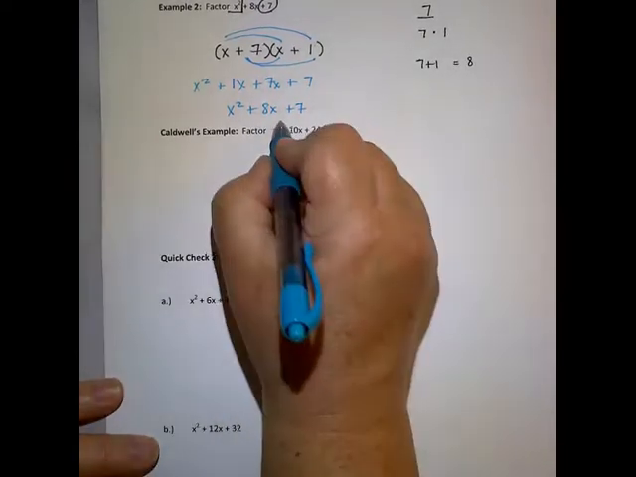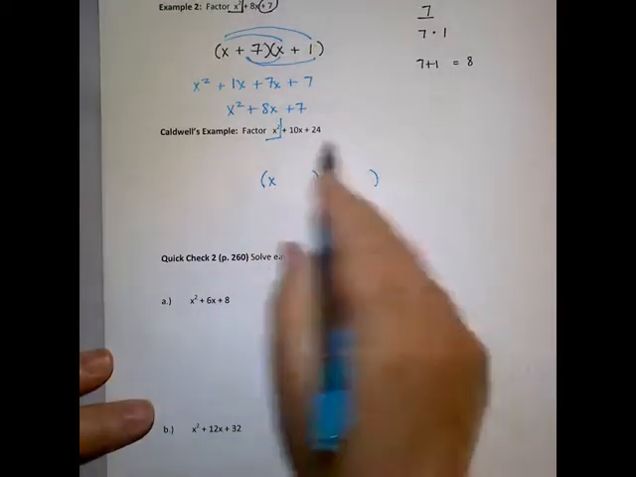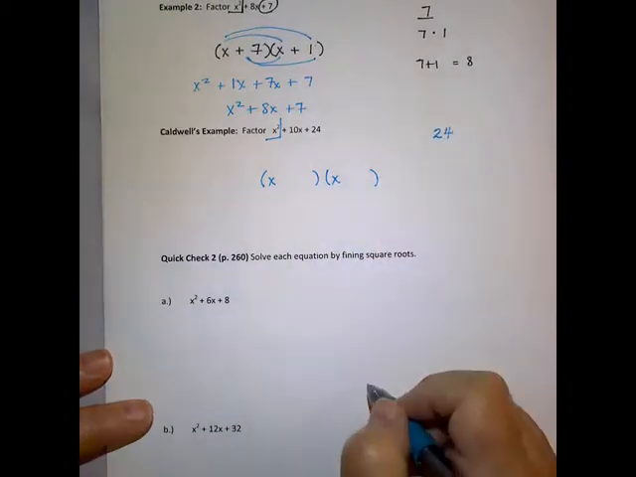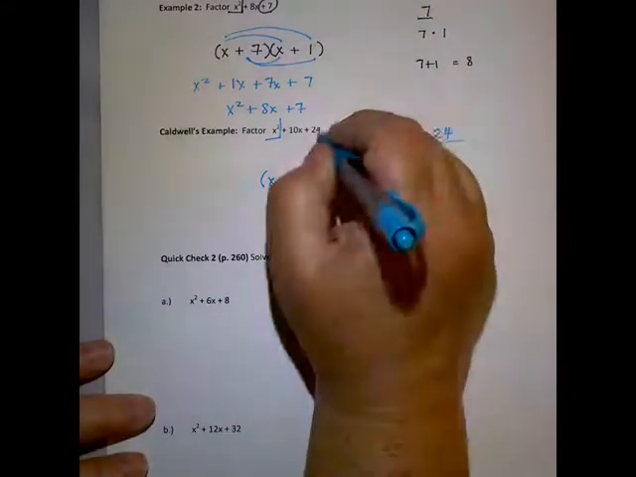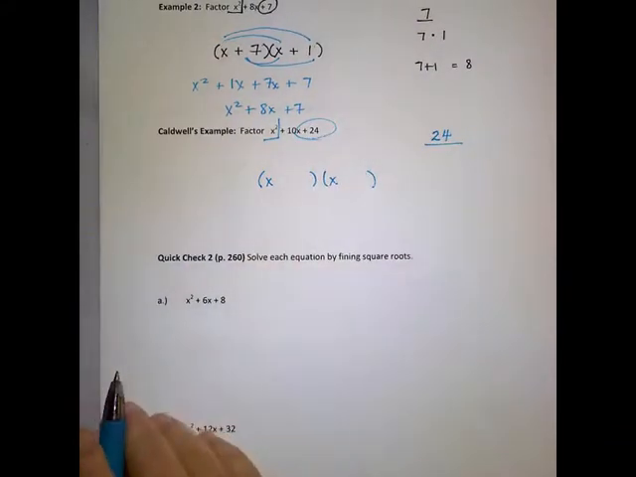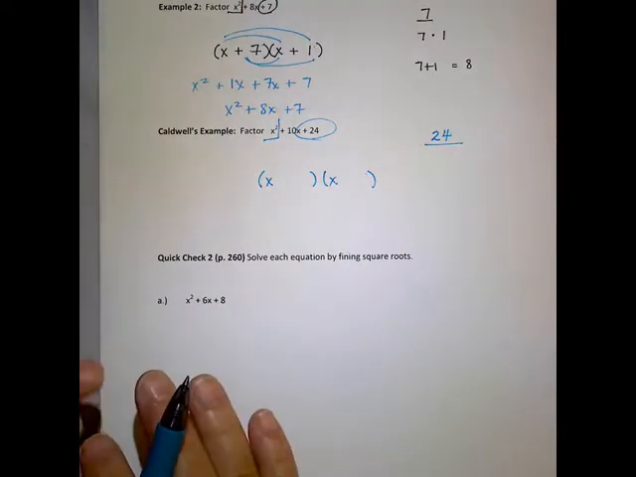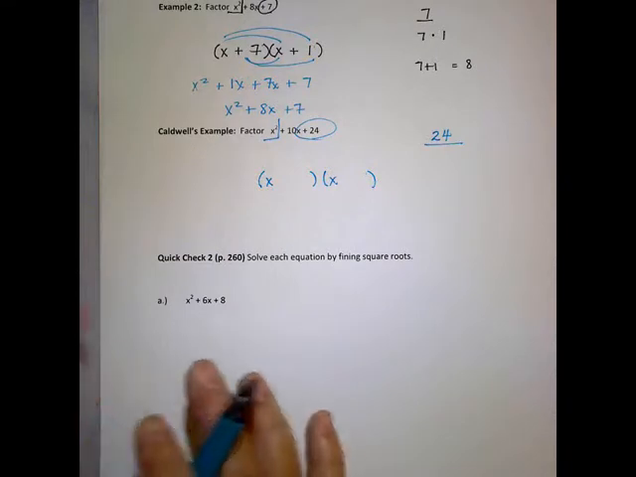What times what is x squared? X times x. Oh, 24 has a few more. So let's go over here and do 24. So think to yourself, what are the factors of 24? And remember, something times something is 24, but we need to find the set added together that equals 10, and you might already know it.